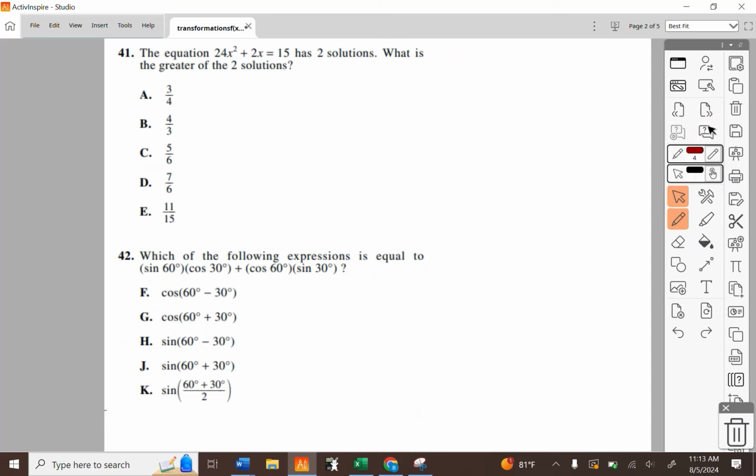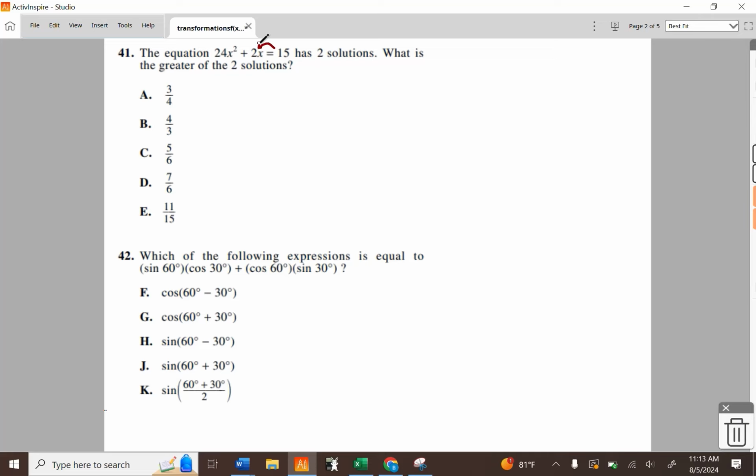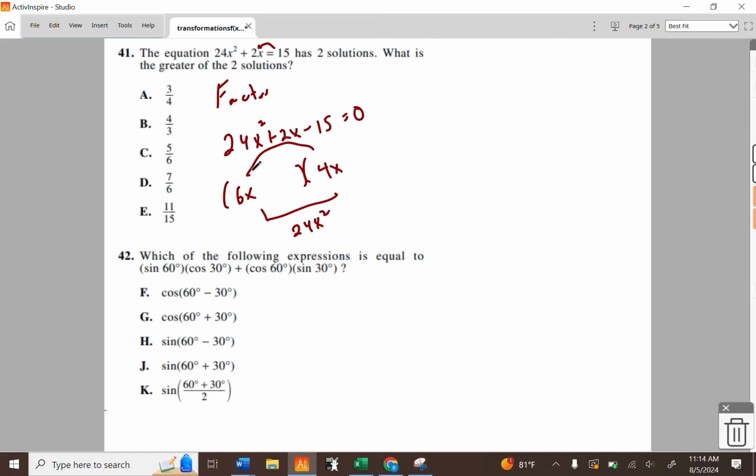41. The equation 24x squared plus 2x equals 15 has two solutions. Which is the greater of the two solutions? I don't know. I'm going to do something from Algebra 1. I'm going to factor maybe. We'll try it. So we've got 24x squared plus 2x. We move 15 to the left, and that's an x squared. Factors of 24, let's go with 6x and 4x, because this will yield 24x squared when we multiply them together using the FOIL property.